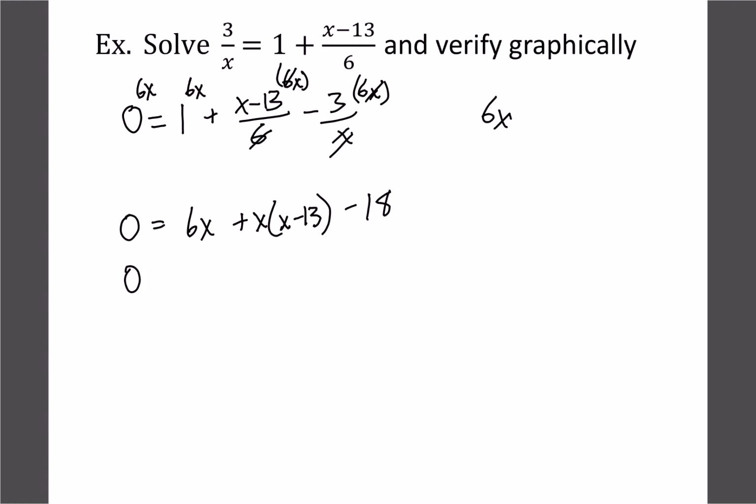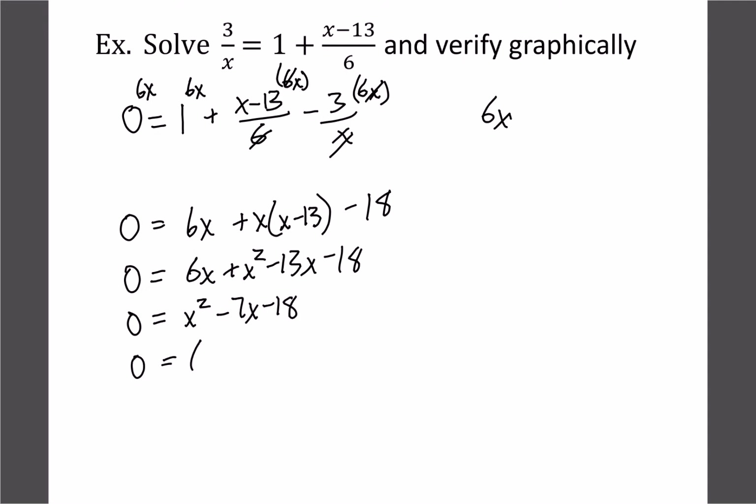So let's just simplify this a little bit more. So we have x squared minus 13x minus 18. And let's put all our like terms together. So we get x squared minus 7x minus 18. And now we can factor. So we'd have minus 9 and plus 2. So our solution should be 9 and negative 2. So we could plug these back in to see if they work.